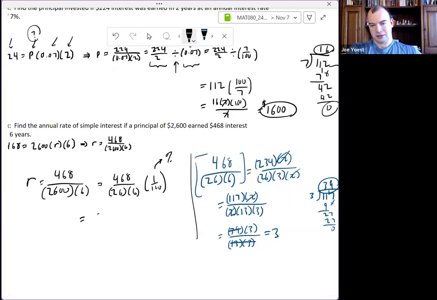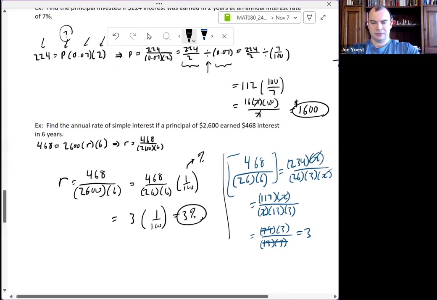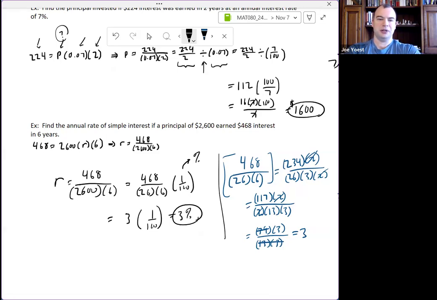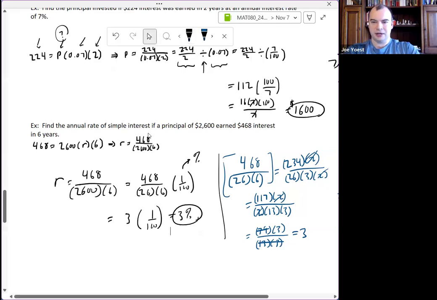So coming back over to here, this is 3 times 1 over 100, or 3%. So the simple interest rate is 3% per year for this investment to turn out the way that it did here. Any questions on any of these?